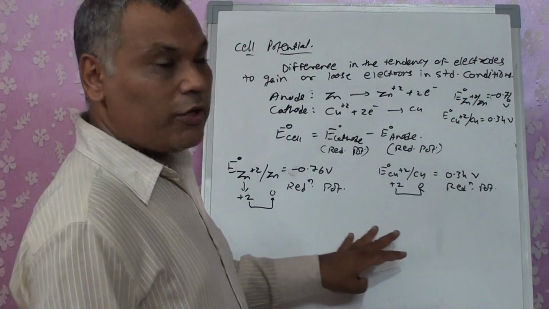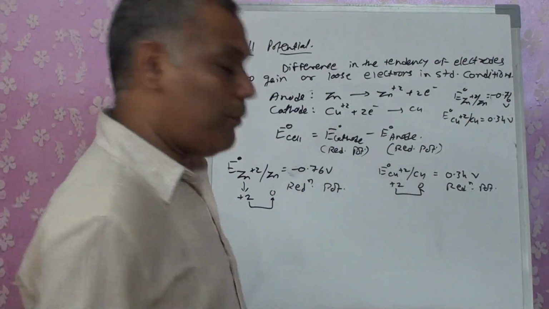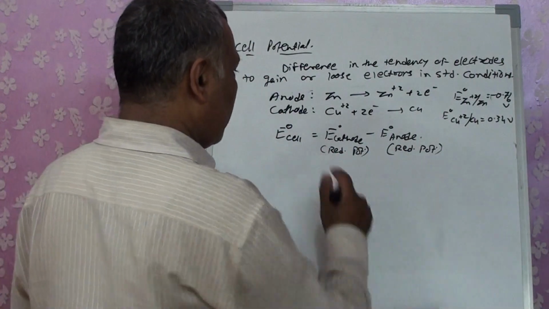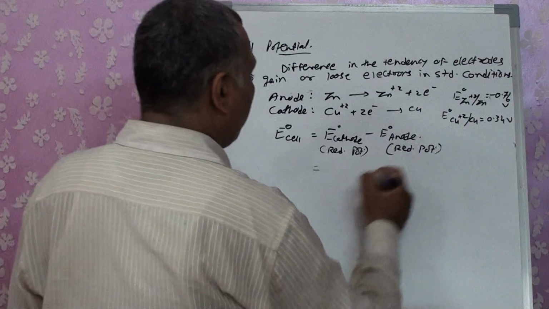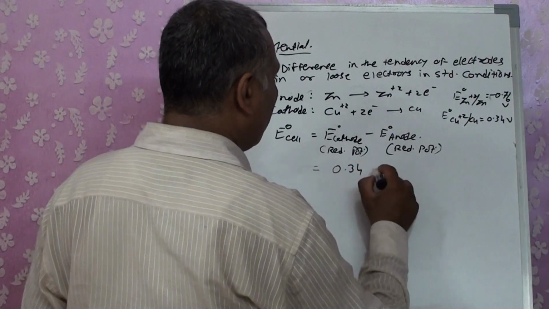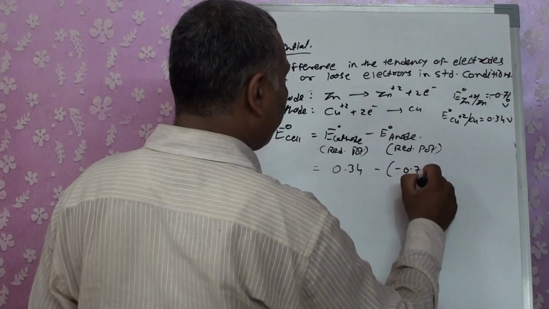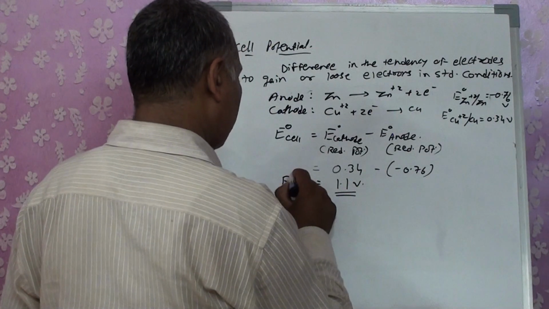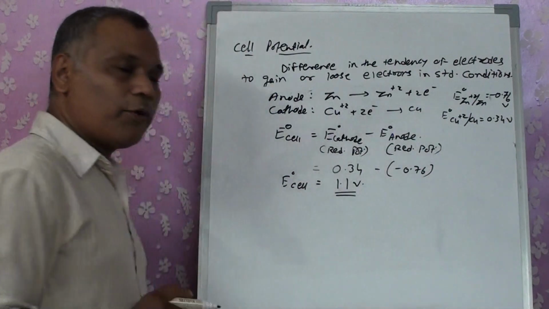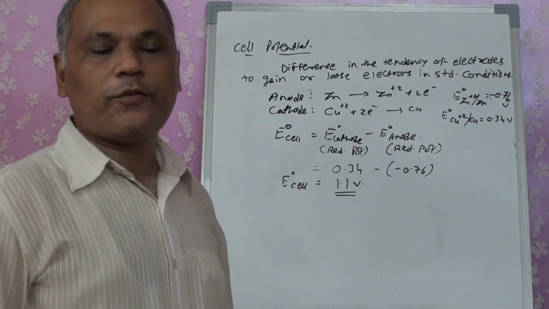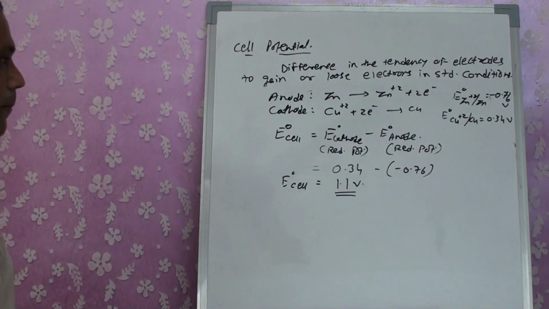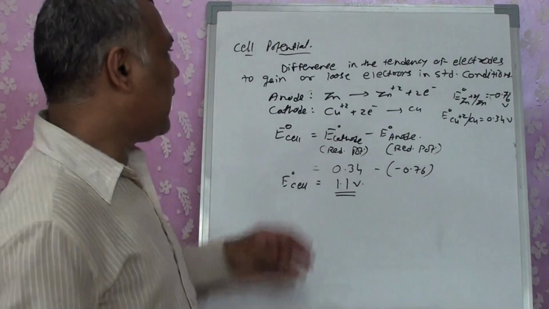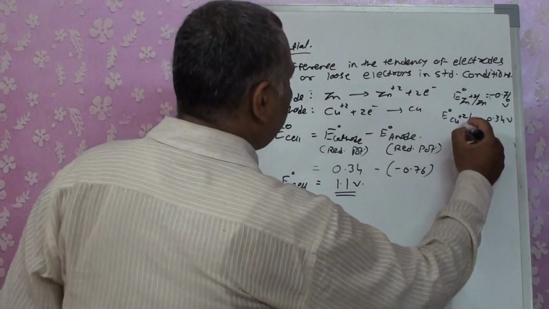When you are going for the calculation, both of them should be in the same condition. Now, what is the value I am going to get? For cathode, we are going to get 0.34 volt minus of minus 0.76 volt. That means the standard cell potential of Daniell cell, that is of copper zinc, is 1.1 volt. Right? See, if you change the formula, you can do it the same way.